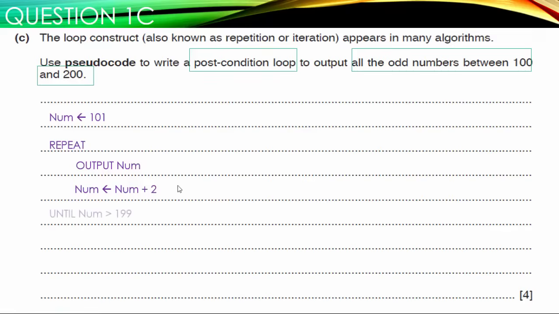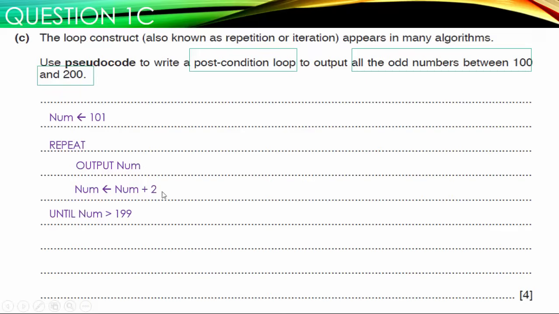Then it is a post-conditional loop, and I do until num is 199. So what will happen is when num gets to 199, it's going to check. When num is 199, it will run again because it says until num is greater than 199. When it loops back around, it's going to output 199, which is the final number we need.